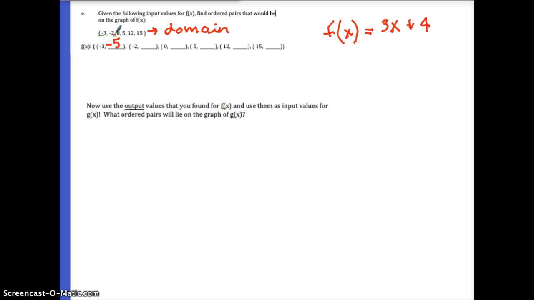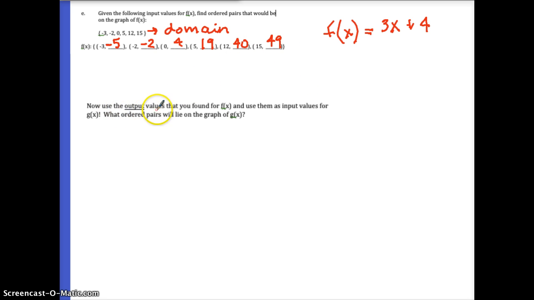If we plugged in a negative 2, that would give us negative 6 plus 4, negative 2. If we plug in a 0, that would give us 4. If we plug in a 5, that would give us 15 plus 4, 19. If we plug in a 12, that's going to give us 3 times 12 is 36, plus 4 is 40. And if we plug in 15, 3 times 15 is 45, plus 4 is 49. Okay, so these are ordered pairs that are going to be on this f of x function.